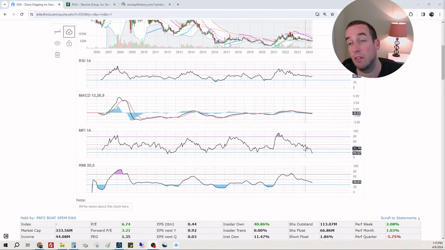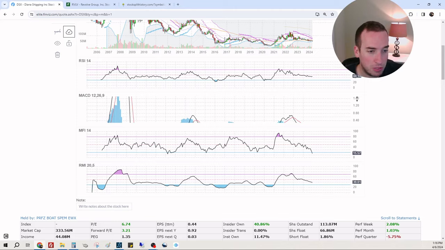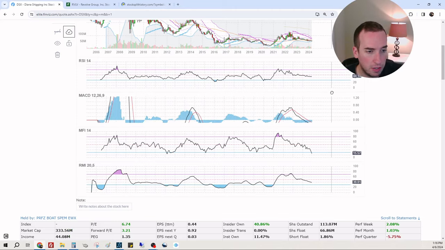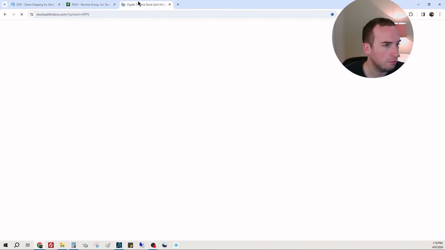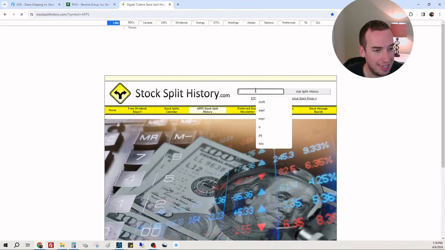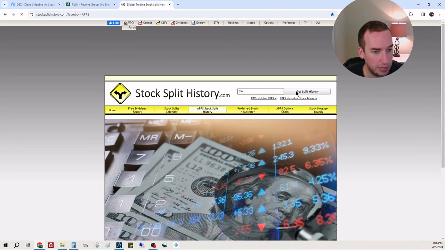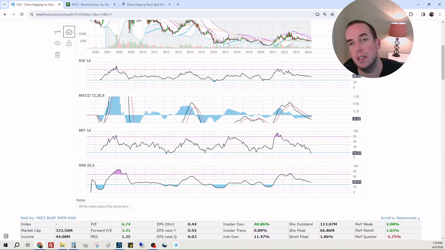Money flow, look at that. Off the table, just boom, downward. Relative momentum on the way down. Momentum looks like it's coming back up actually. It's curling. And the strength is on its way down, but kind of leveling off around 44 right now. Okay, so we want to enter DSX. Get split history, all right.